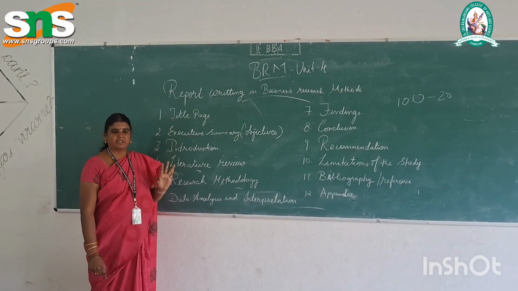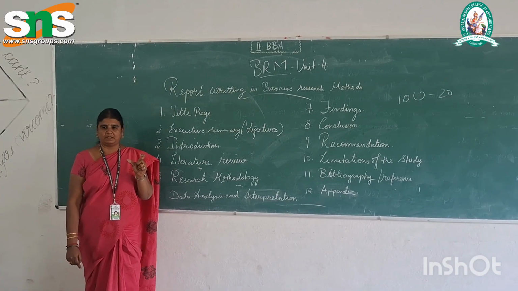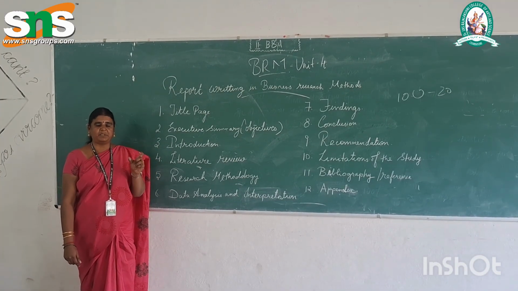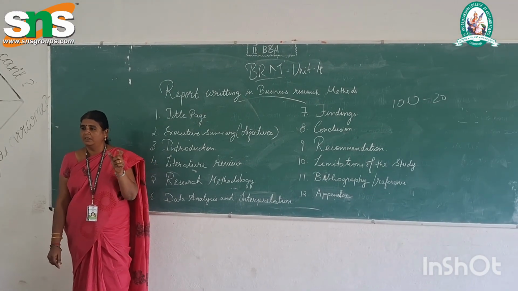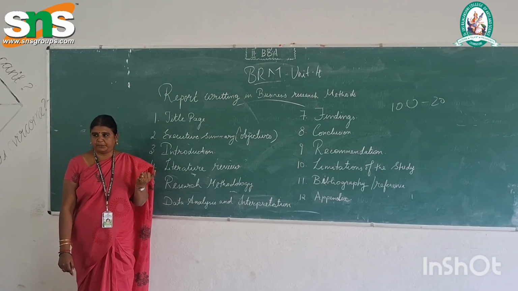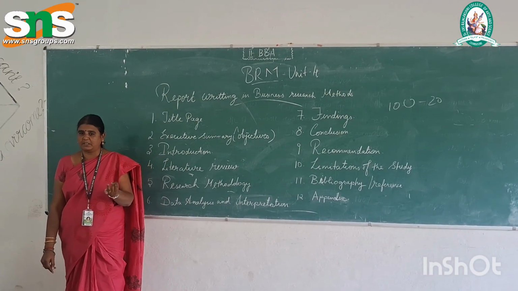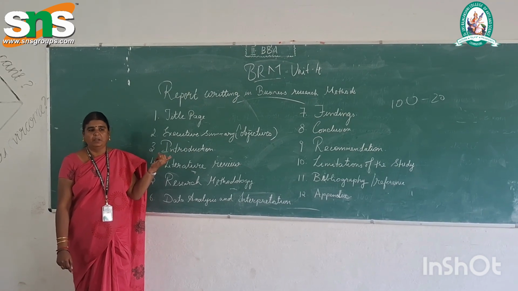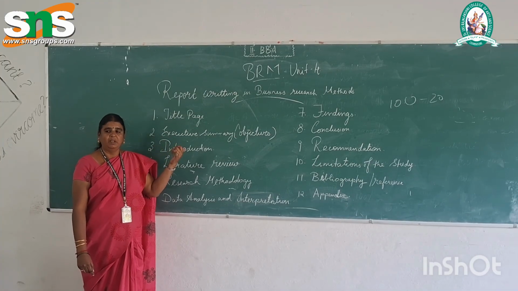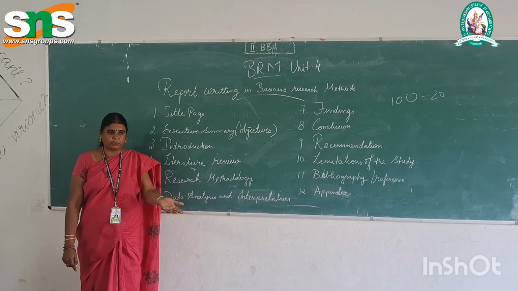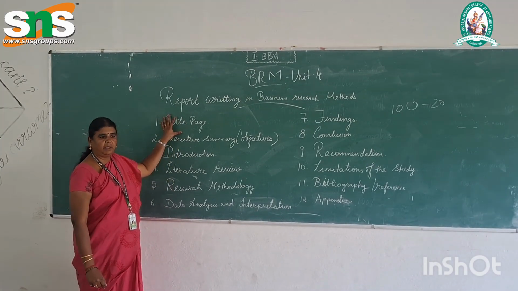First one, title page. Here we have to include the topic of the research. For example, a study on customer satisfaction towards Maruti Suzuki car users. This is a title. In this title, we refer to whether it may be dealers or customers. According to the title, we have to mention it. And also we have to mention how many of you were involved in this project, whether as a researcher along with 2 members. That person's name will be included in the title page.